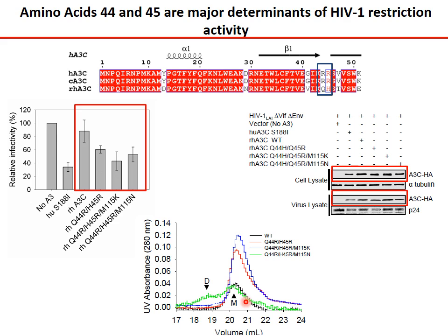indicating formation of a dimer. However, the monomer peak was still predominant. The wild-type rhesus A3C and other mutant showed only a single peak, indicating they were monomers.